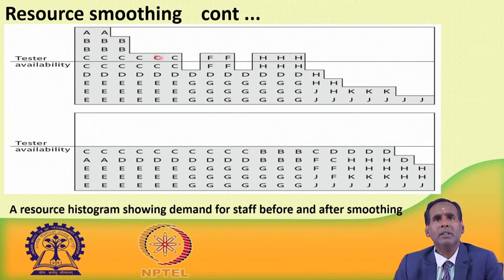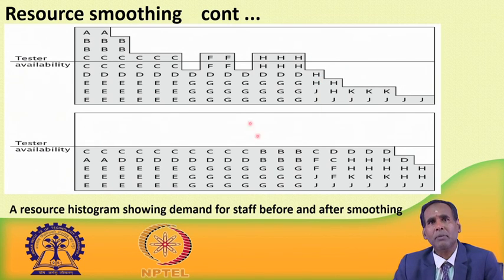This is the histogram which shows the demand of staff before smoothing, and this is the histogram after smoothing. That means the histogram is smoothed by delaying some of the activities where total float, slack time is there, and by splitting some of the activities or tasks such as C and D. So, this histogram is obtained, and you can see it is much more even, much more uniform than the previous one.